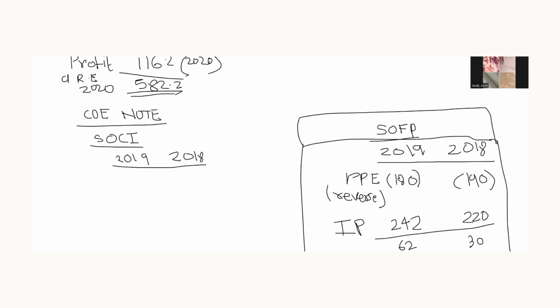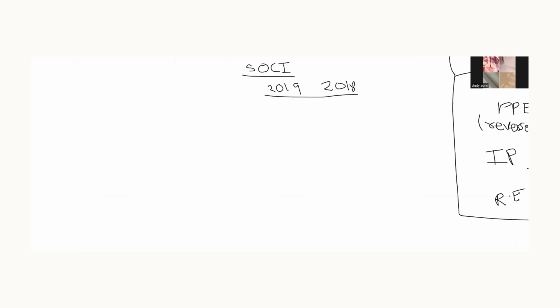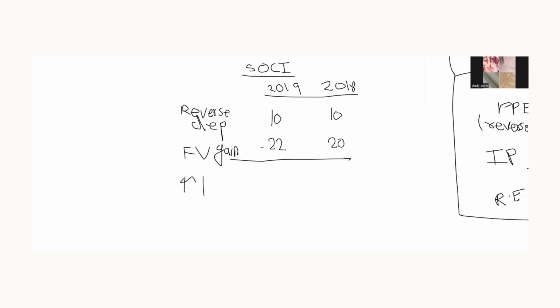And now we have to make an SOCI extract. In the SOCI extract, we will reverse the depreciation, 10 each year, 10 and 10 here. And the fair value gain that we didn't record, 22 in 2019 and 20 in 2018. So that is an increase in profit by 32, sorry, here and 30 here.